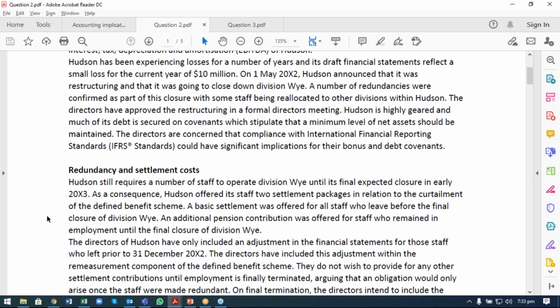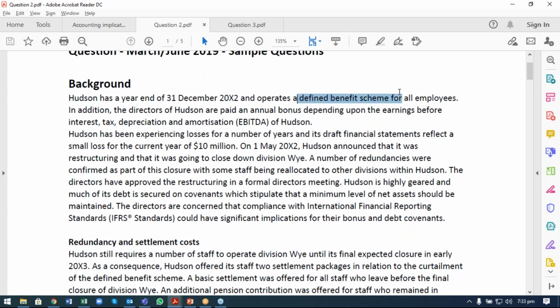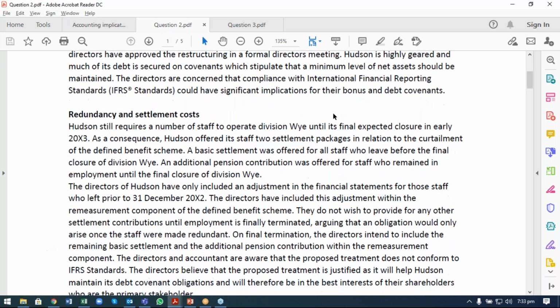Now, the next scenario is about redundancies and settlement cost. This is, I believe, specific to the first scenario within the question, related to the company running a defined benefit scheme or employee related costs. Hudson still requires a number of staff to operate division Y. They have planned to close down the Y department, but the closure is not going to be done on an immediate basis or all of a sudden. Closure might take a certain time period, so Hudson requires a number of staff working within the Y department to keep working until the closure in early 2003.